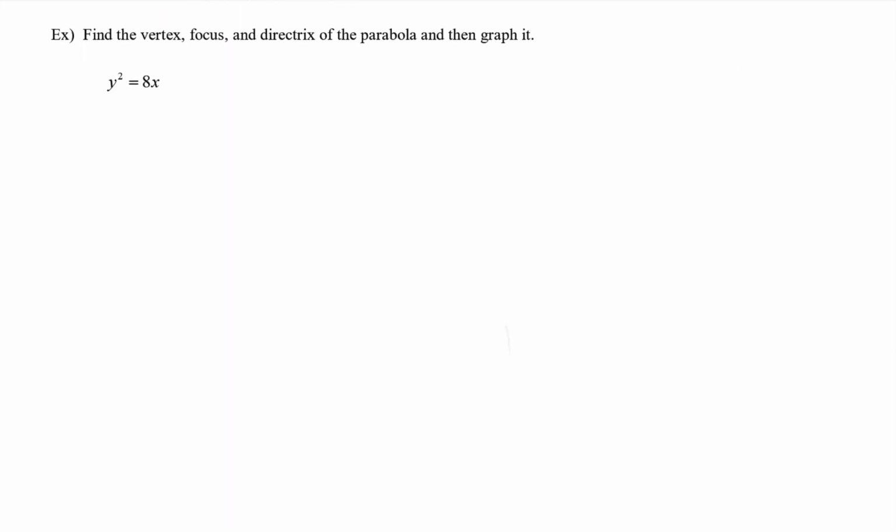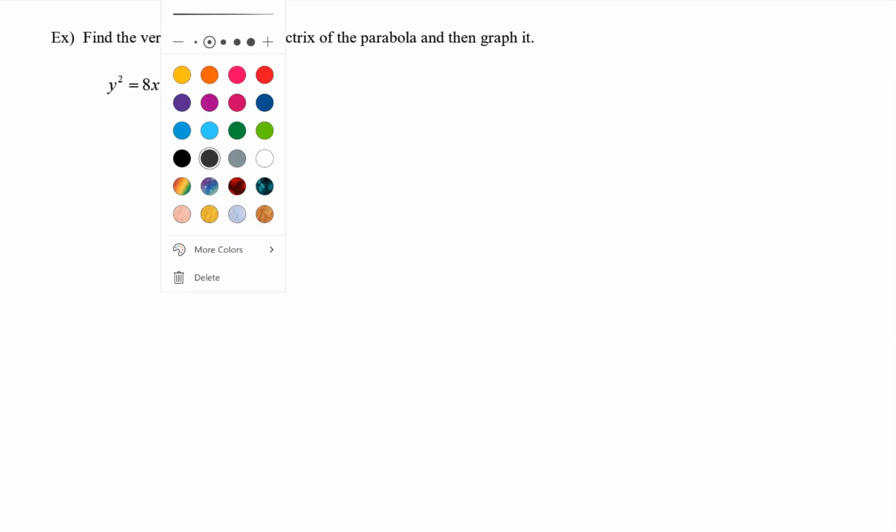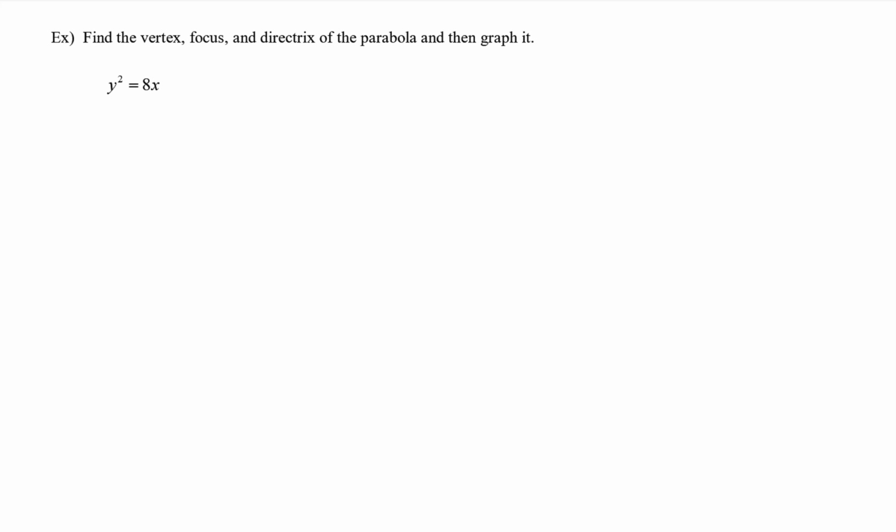All right, let's try another one. Let's find the vertex, focus, and directrix of this parabola and graph it. So since y is being squared and 8 is positive, this one opens towards the right.